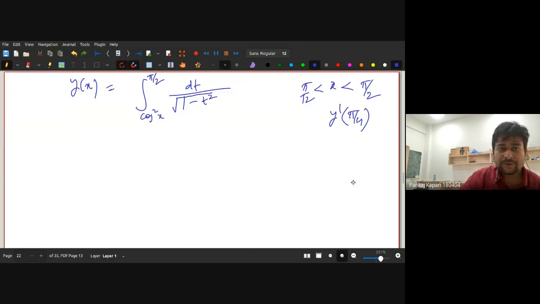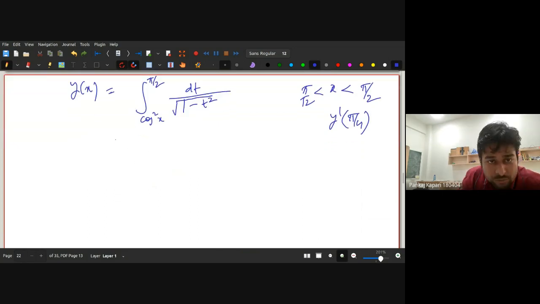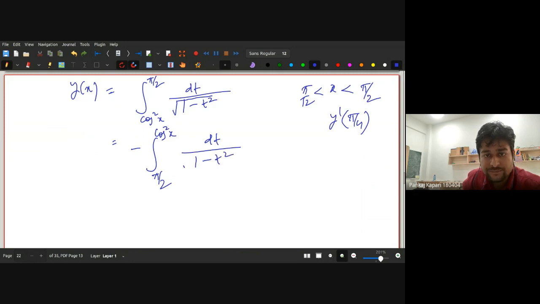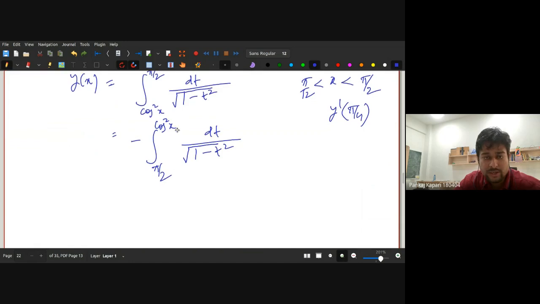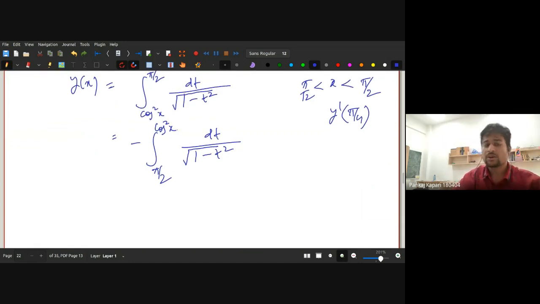We can write this function like this. We just change the upper and lower limit, and if you change them, then according to the properties of the definite integral, you will have a minus sign outside. So the same function can be written like this, because now you can apply the fundamental theorem of integral calculus. But notice that here you have cos square x. That is a composite function, so if you want to differentiate it, you have to apply the chain rule, right?